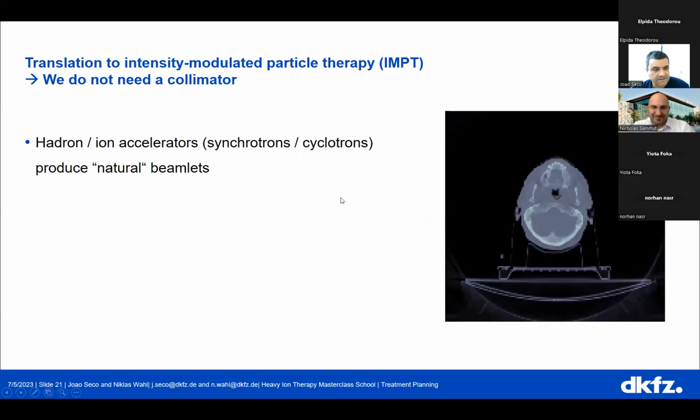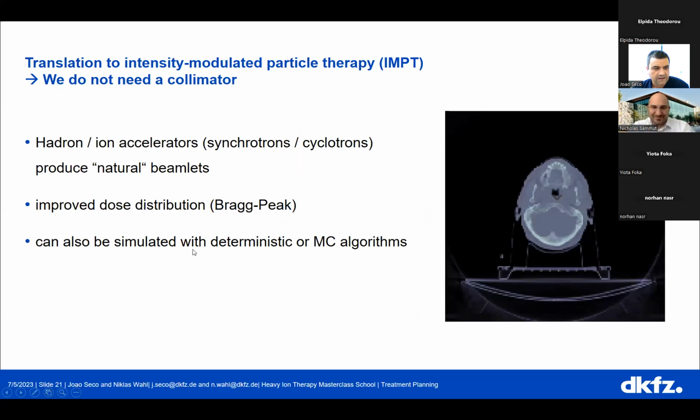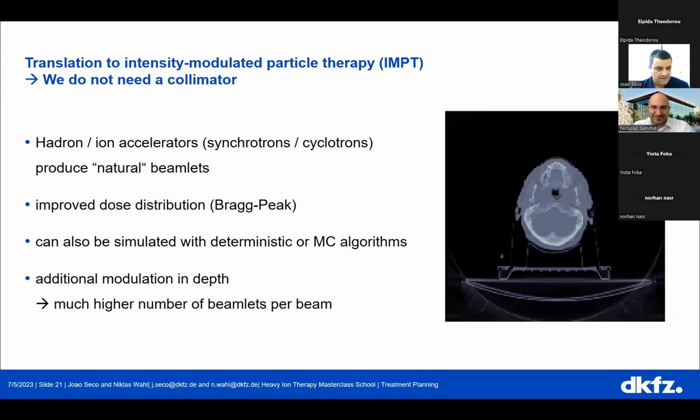What about IMPT? IMPT is an alternative where you can use a pencil beam. The pencil beam approach allows you to improve your delivery, and we no longer need the collimator. The pencil beam allows you to deliver pencil beams of protons with much better control and much better dose distribution, and it's very easy to simulate with both deterministic and Monte Carlo codes.